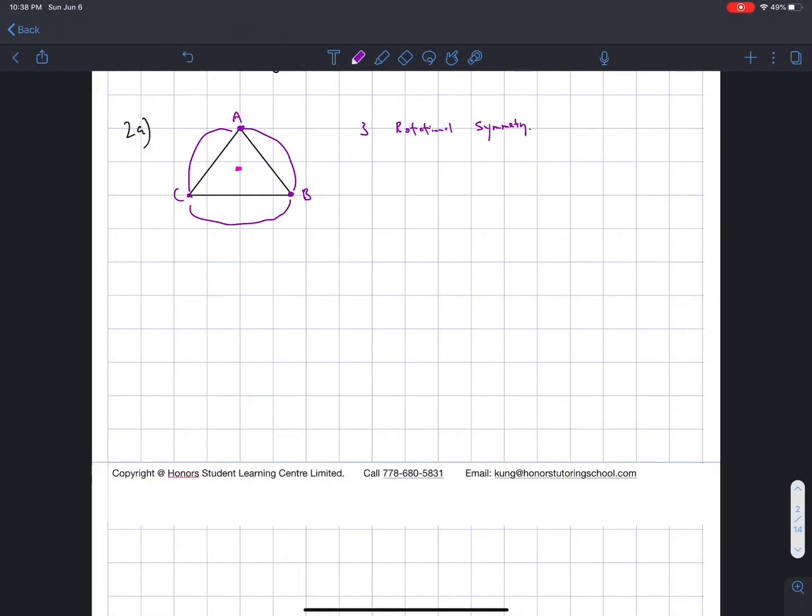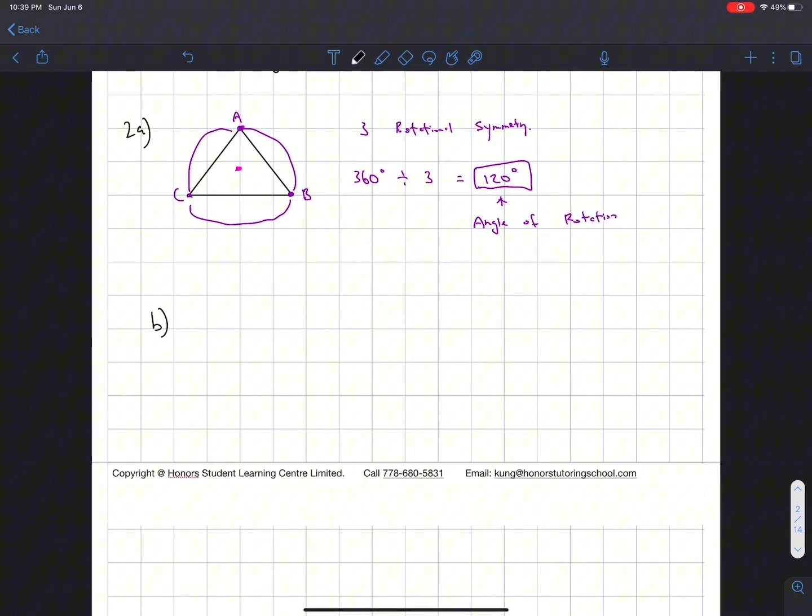And the question is asking what is the smallest angle of rotation each figure has that keeps its rotational symmetry? Well, one complete rotation is 360 degrees, and we are able to do it 3 times, so the smallest angle is going to be 120 degrees. And this 120 degree has a special name. It's called the angle of rotation. Okay, so the answer will just be 120 degree.